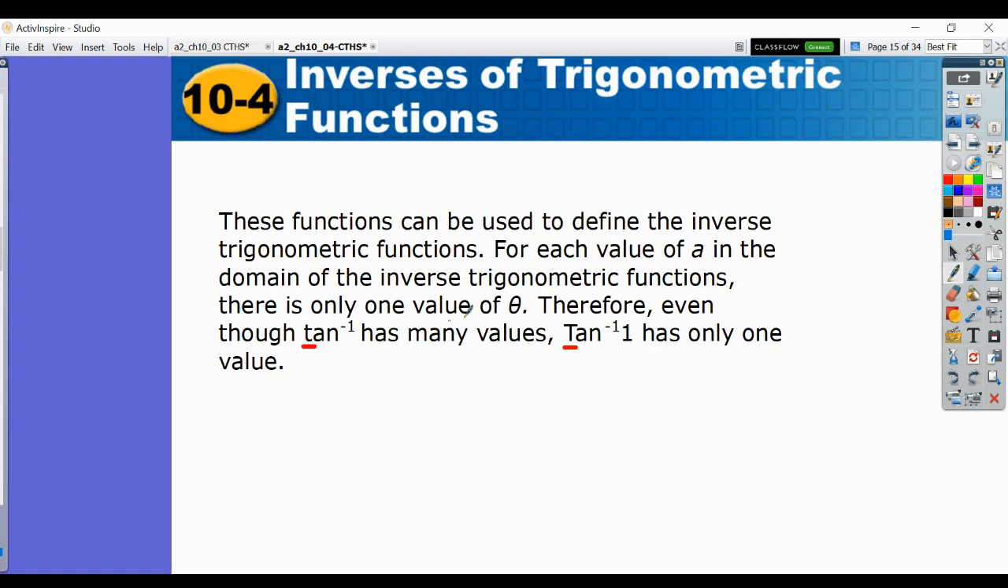So this page is just reminding you that when there's a lowercase, you're going to have lots and lots and lots of answers, an infinite number, by putting that plus 2 pi n on the end, or plus 360n. And if it's capital, there is only going to be one answer.